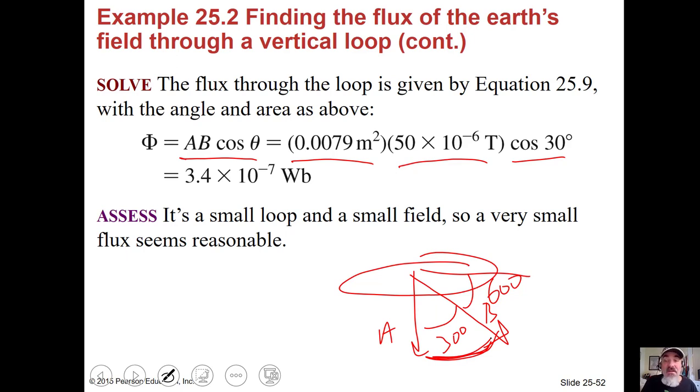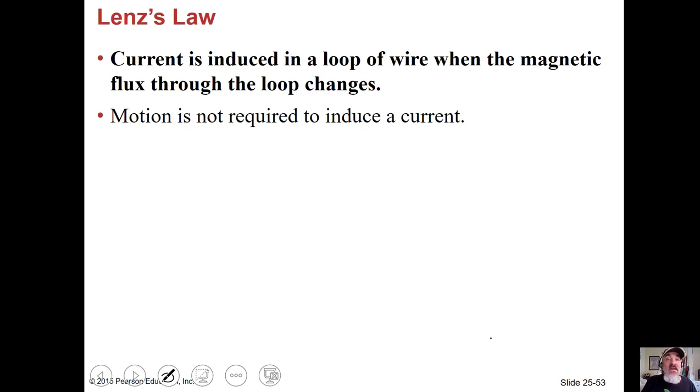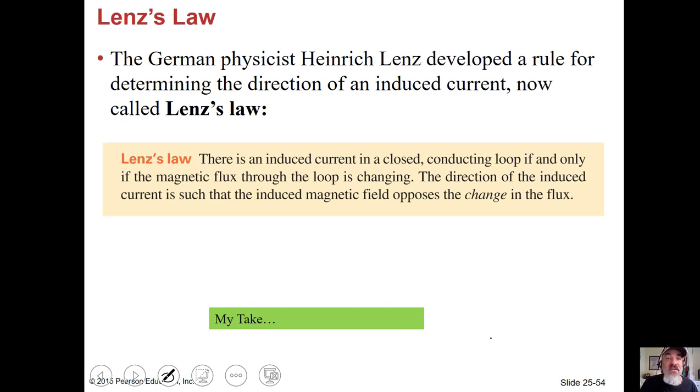Okay, great. Lenz's law. Lenz's law will tell us the direction the induced EMF, the current, is going to flow. So we need kind of a right-hand rule for this. The German physicist Heinrich Lenz developed a rule for determining the direction of current called Lenz's law. I'm going to read it, but then I'm going to show you how it actually works. There is an induced current in a closed conducting loop if and only if its magnetic flux is changing. And here's the key part: the direction of the induced current is such that the induced magnetic field opposes the change in the flux.